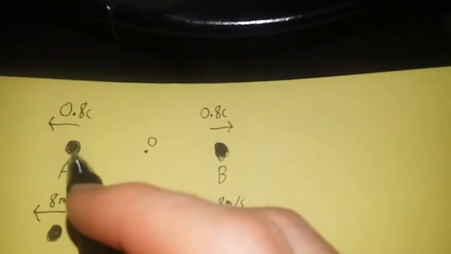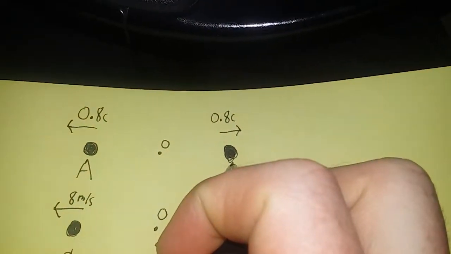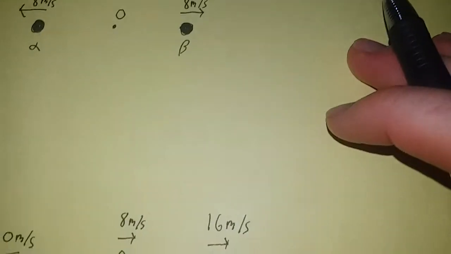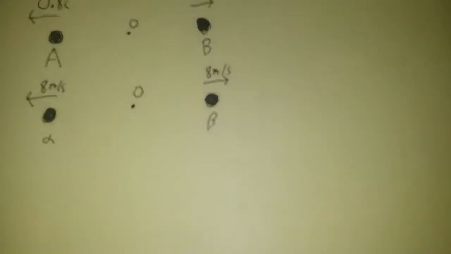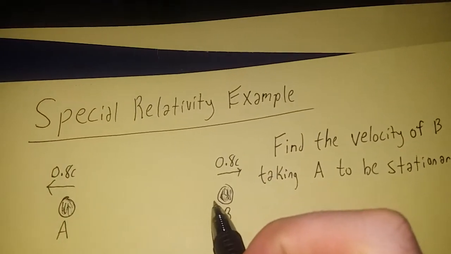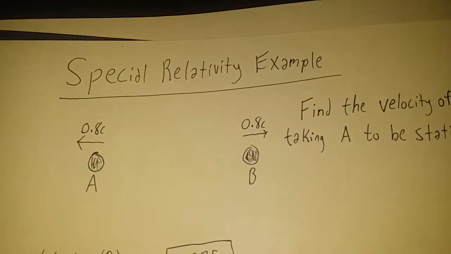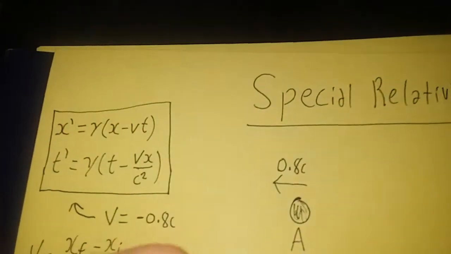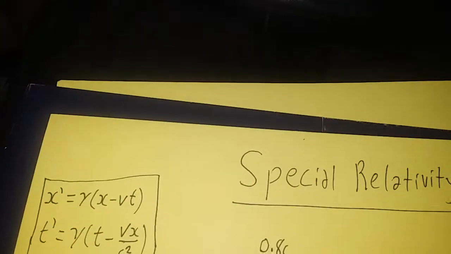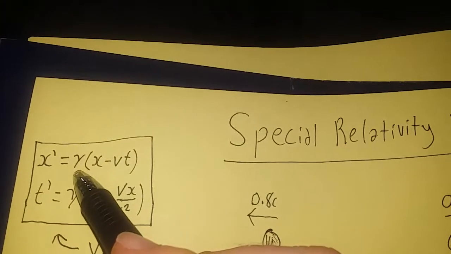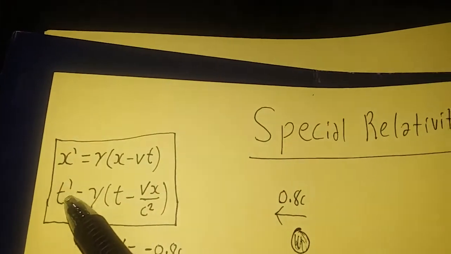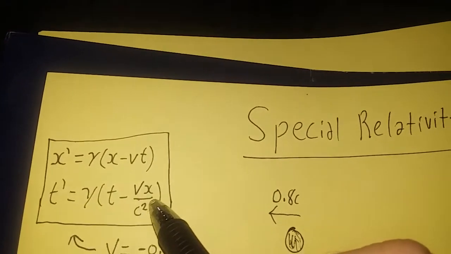But what would the velocity of object B be if both these objects are moving at 0.8 times the speed of light? The answer is not 1.6 times the speed of light. Relativity tells us that the maximum velocity we can observe is the speed of light. So we have to use these equations here. These are the Lorentz transform equations. X prime equals gamma times x minus vt, and t prime equals gamma times t minus vx over c squared.